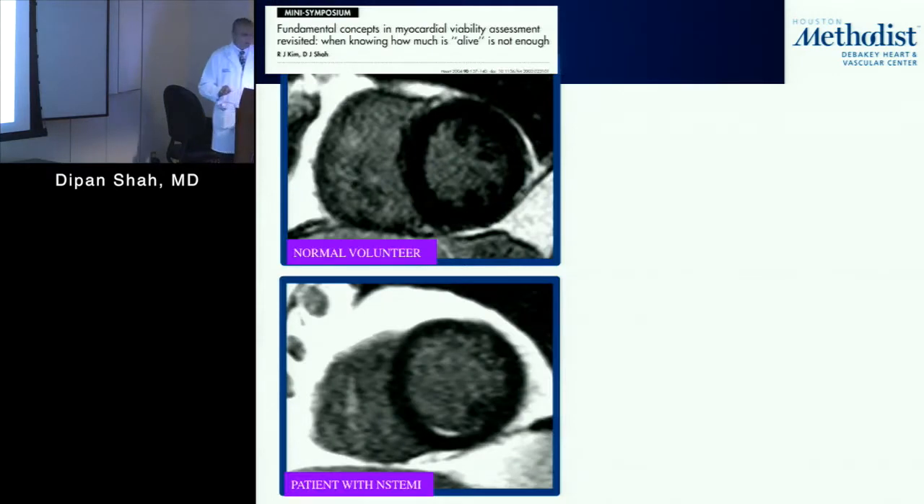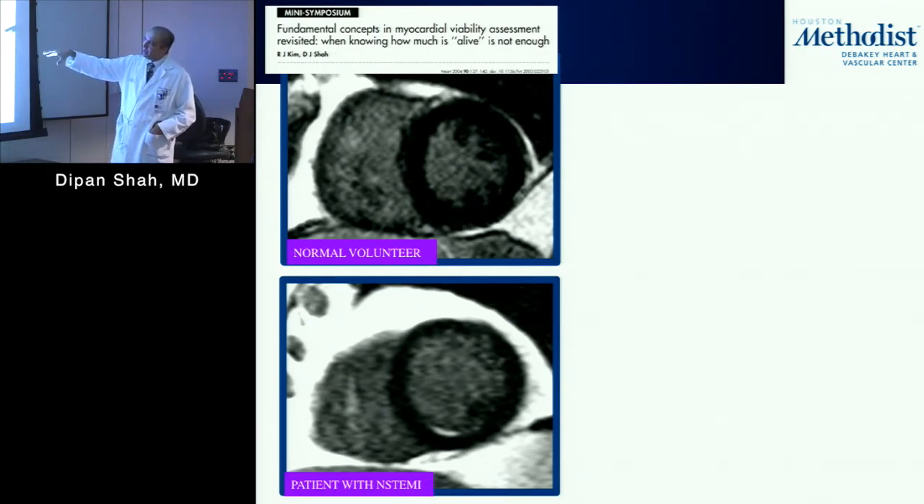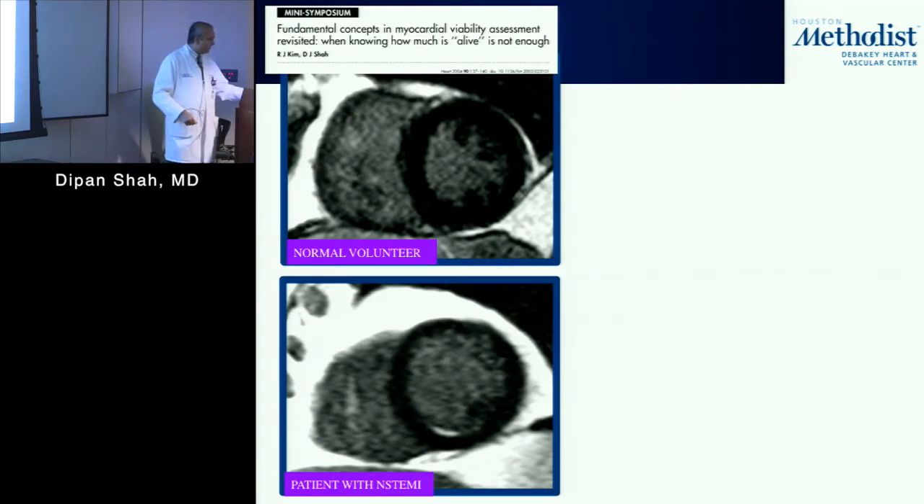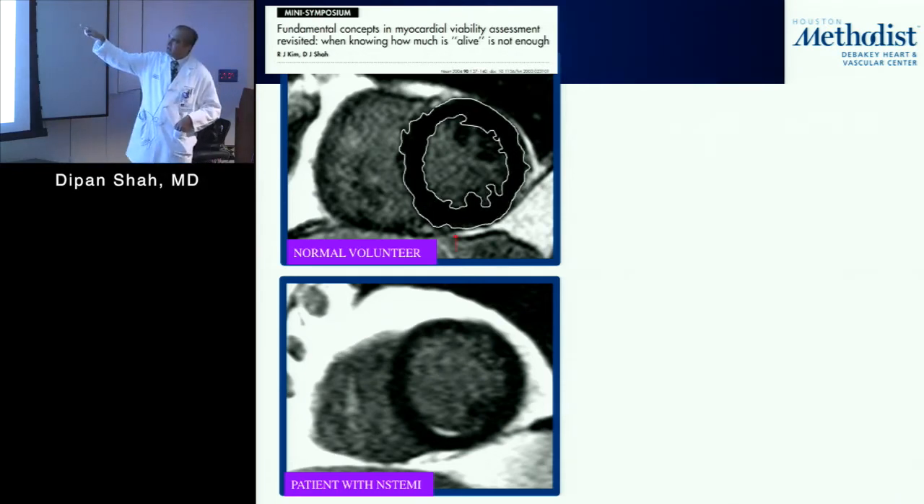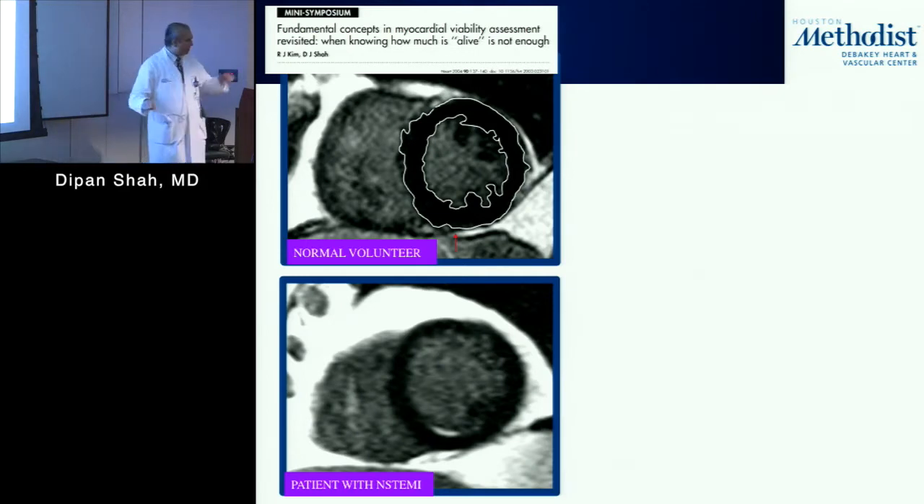But there's one other concept that I want to bring out to you as well, which is the idea that the amount of viability within any given heart actually varies depending upon what part of the heart you look at. To bring out this concept, what we did is actually scan two patients. The top is a normal volunteer, and the bottom is a patient who'd had a prior subendocardial MI. Again, this is the delayed enhancement MRI technique. And if you go through and actually contour the epicardium and the endocardium for both patients, what do you notice?